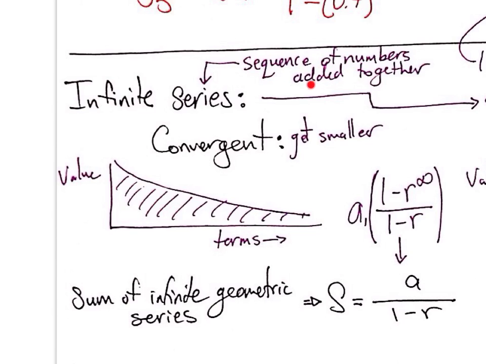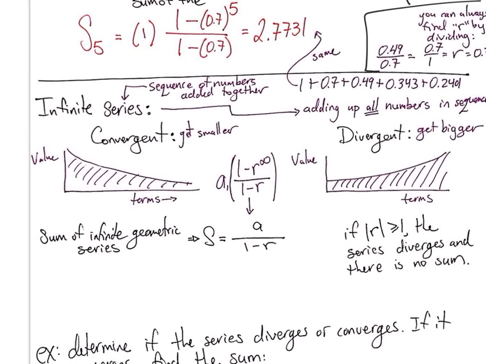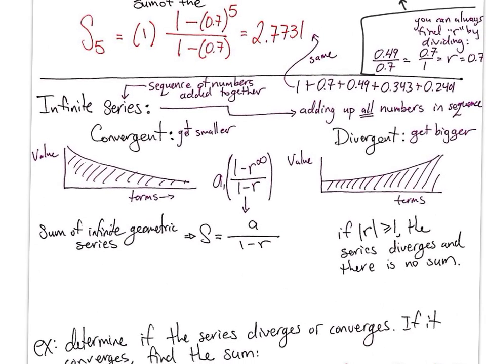Okay. So we have a sequence of numbers added together. We call that a series. It's infinite if we're adding up an infinite number of them. So we're adding up all numbers in a sequence forever and ever. So that's kind of weird, but check out what happens. We call a series convergent if the values, as the term number increases and increases, are getting closer and closer to 0.